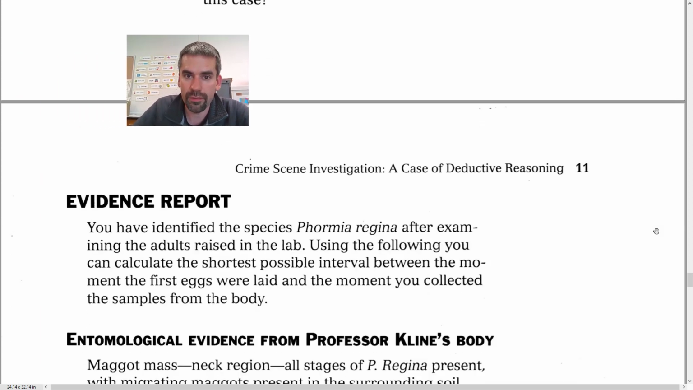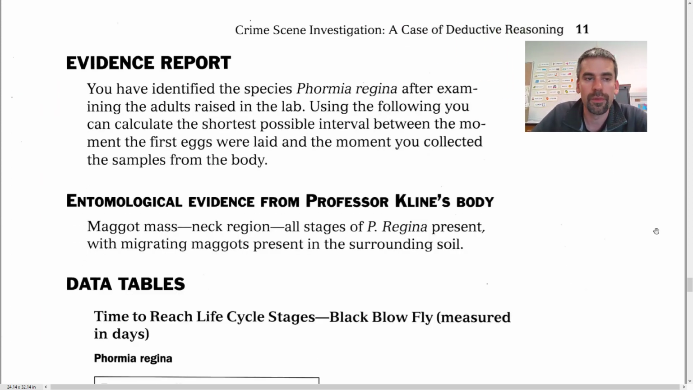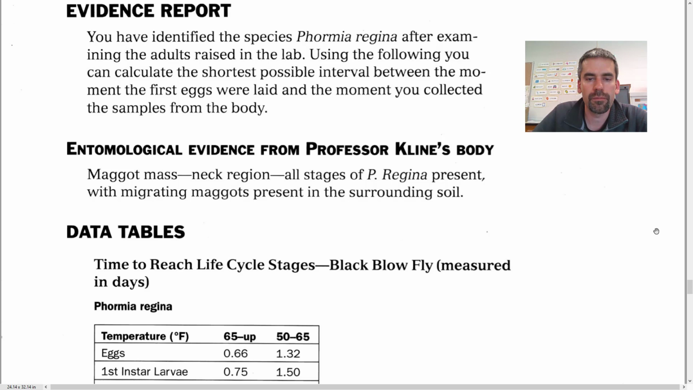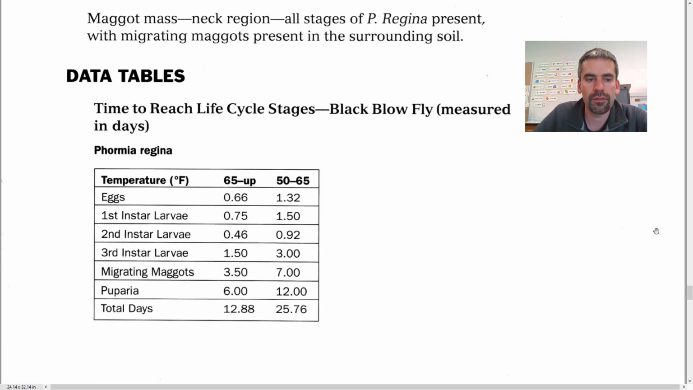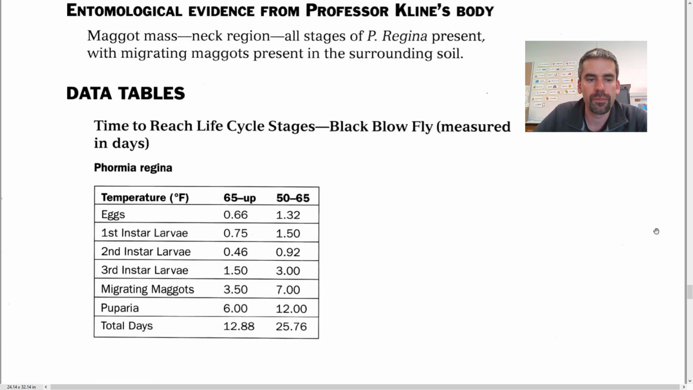Okay. Now you have some evidence that I've given you as well, that you've identified the species, Phormia regina, after examining the adults raised in the lab. And using the following, you can calculate the shortest possible interval between the moment the first eggs were laid and the moment you collected the samples from the body. All right, and remember where all this stuff was found, and you've got these data tables to help you try to figure out the time between when the body was found and when the body died.